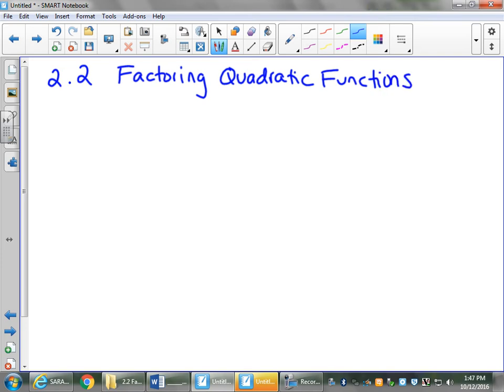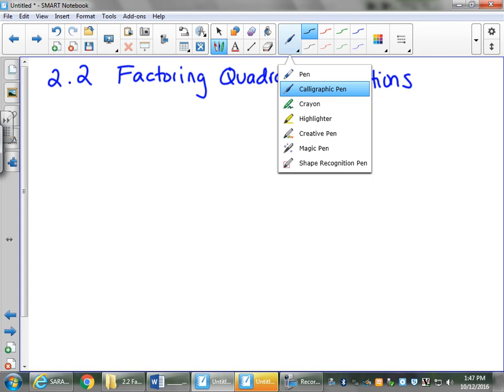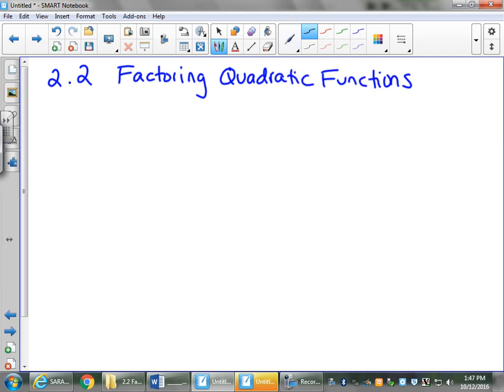Maybe I should change my pen to calligraphy here because, oh, it's already on that. That way you can actually read my writing. You know I write so sloppy.